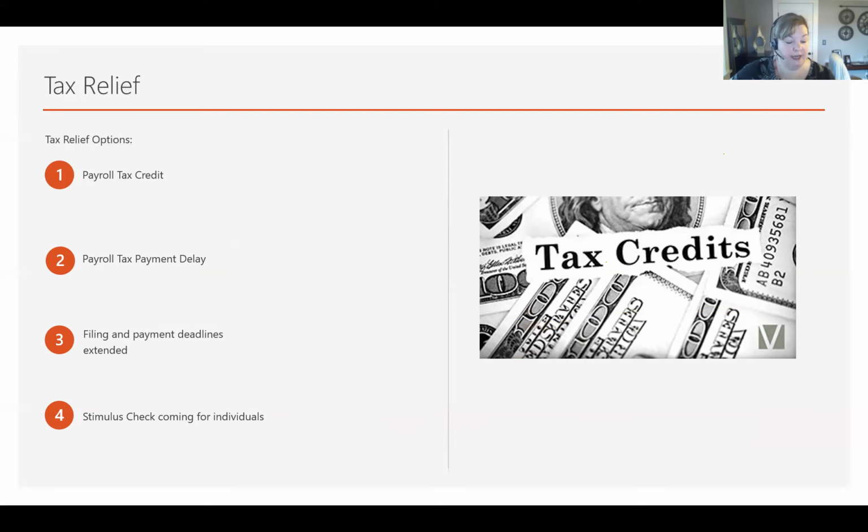A payroll tax credit is available if you end up having people who are self-quarantined, taking care of somebody who has the coronavirus, or if they themselves have the coronavirus. And I think self-quarantine is pretty broad based on what's happening in today's world, so I think that can be used quite a bit. The payroll tax payment delay we're going to talk about as well, and that's your actual payroll taxes. There has been a filing and payment deadline extended, and then there's the stimulus check.